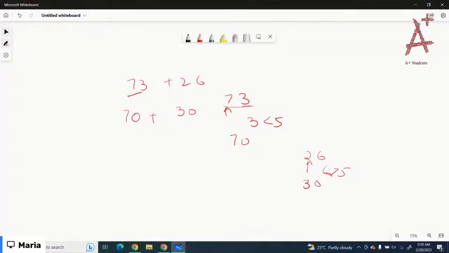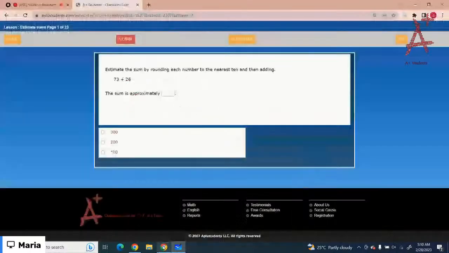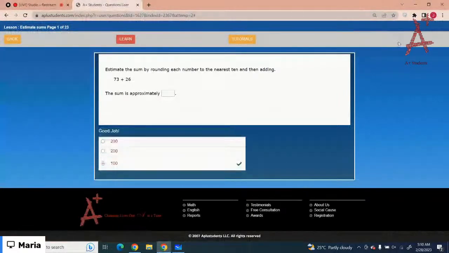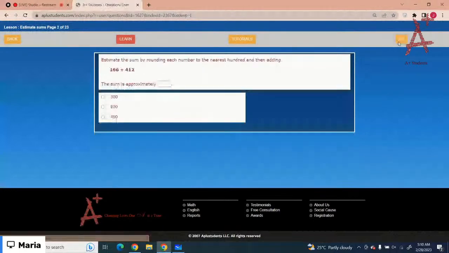Okay, so the answer is 100, the correct option. Got it? Okay, the next one is 166 plus 412. You have to round to the nearest 100 and then add. Got it? So 166 plus 412.